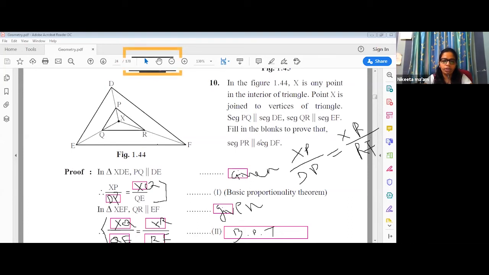Yes. So if this ratio is equal to this ratio and this ratio is equal to this ratio, then in both cases this ratio is common. So this ratio is equal to this ratio. And when we have XR upon RF equal to XP upon DP, according to the converse of the basic proportionality theorem, I can say that PR is parallel to DF.